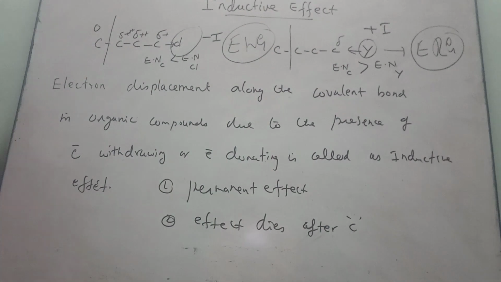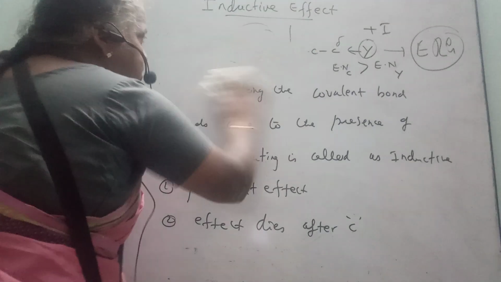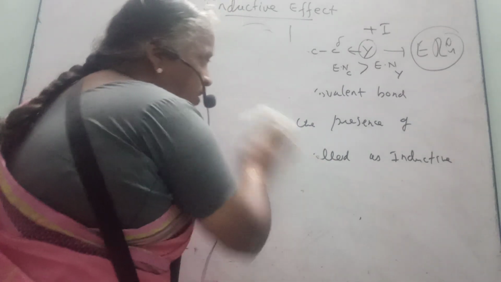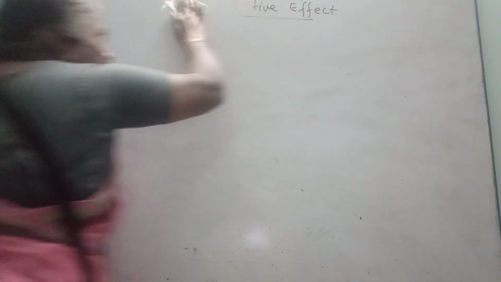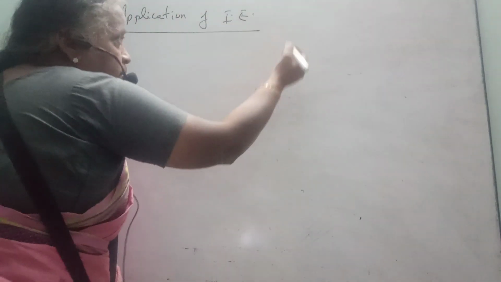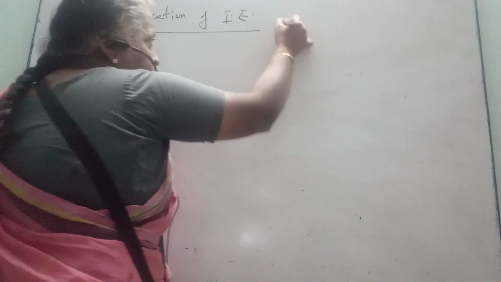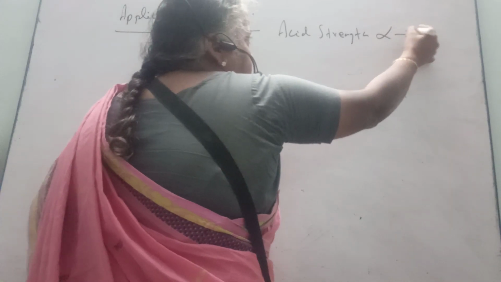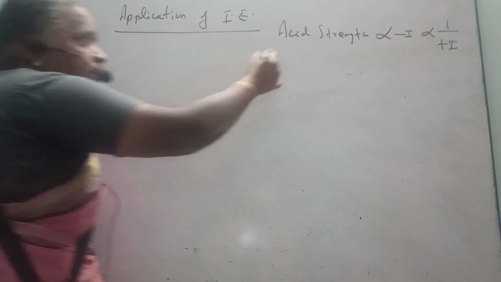Now let us see the application of the inductive effect. Acid strength is the main criterion for the application of the inductive effect. Before going to that, let us see the condition for acid strength. Acid strength is directly proportional to the minus I effect and inversely proportional to the plus I effect. That is the condition for acid strength.